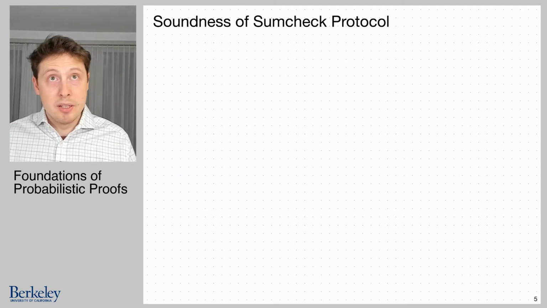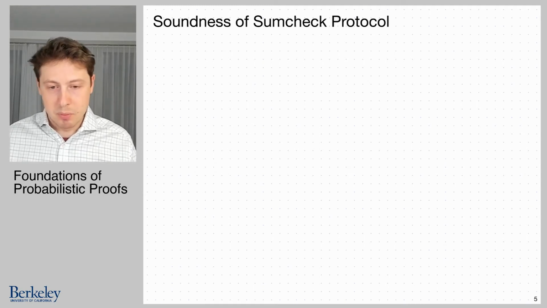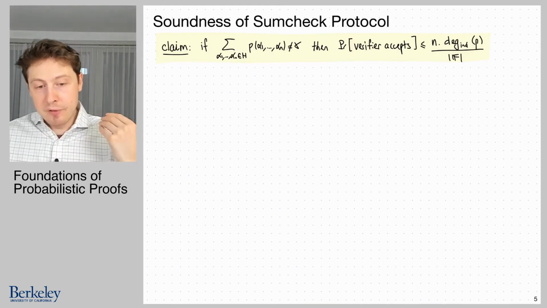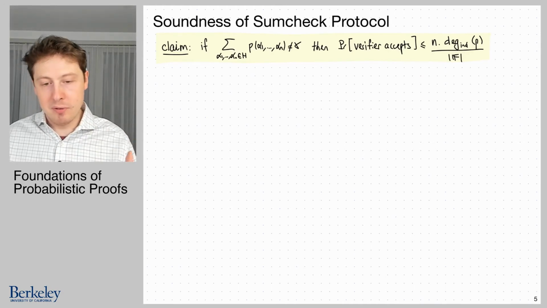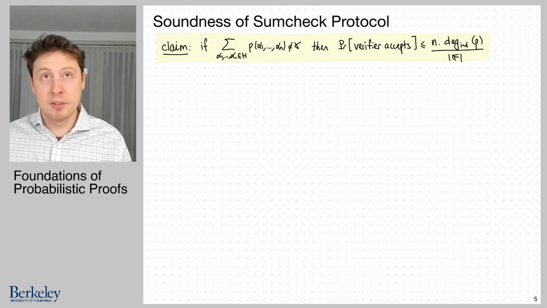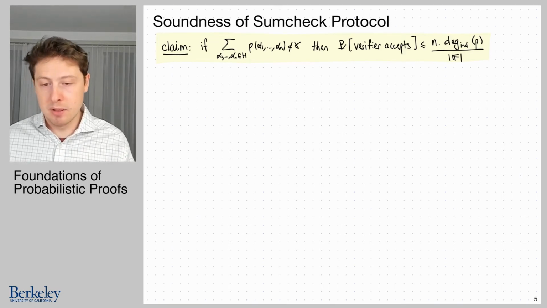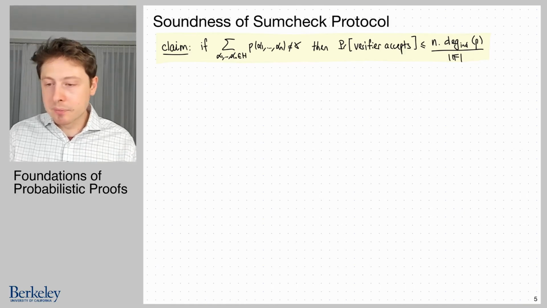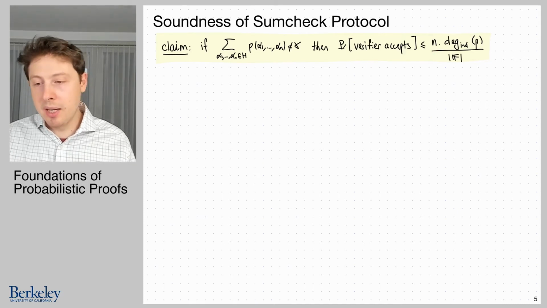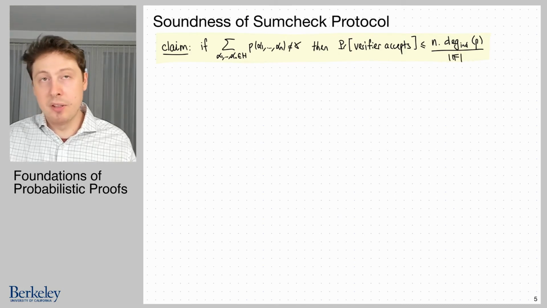So now I want to look at the soundness of the Sumcheck protocol. The main claim is going to be that if the statement that we're proving is false, namely if you sum the polynomial over H to the n and you do not get the claimed sum that I called gamma, then the probability the verifier accepts is small. What does small mean? It means that you're going to pay n, the number of variables, times the individual degree of the polynomial divided by the field size.